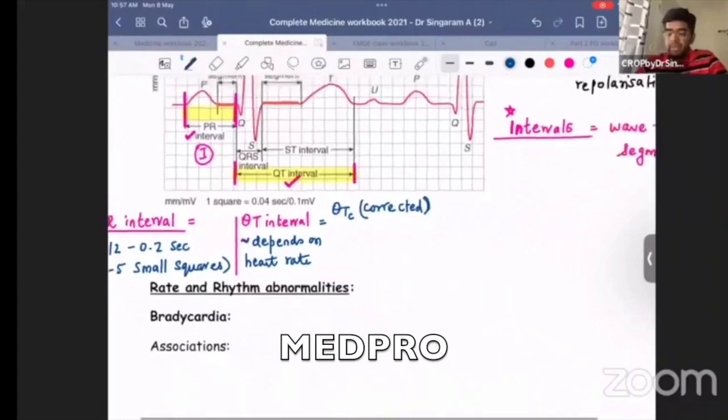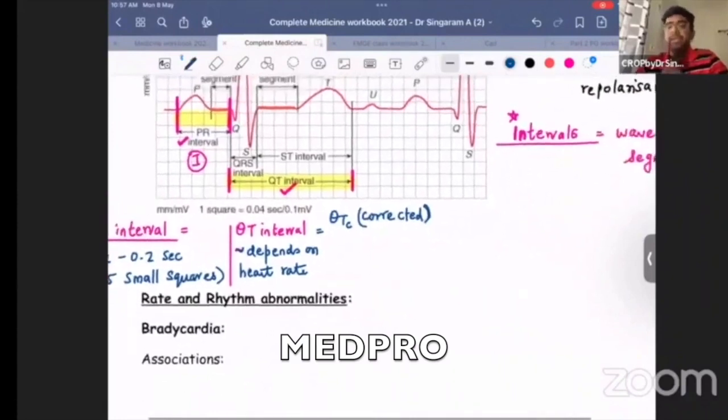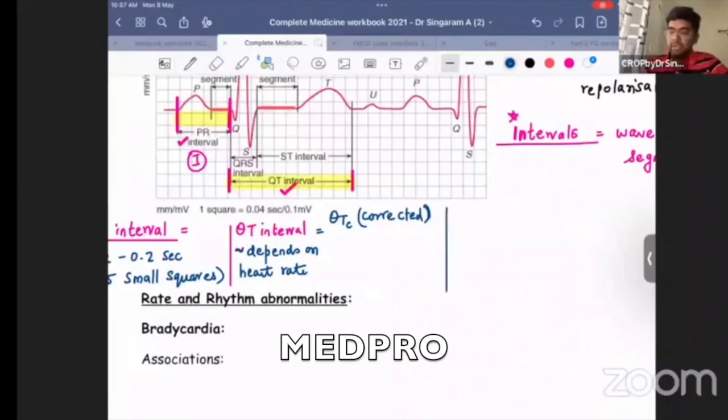Now, how do you calculate the heart rate? Any idea how you calculate the heart rate? I'll come to the QT shortly. Heart rate is calculated based on what? Heart rate is calculated based on another interval. What is that interval?